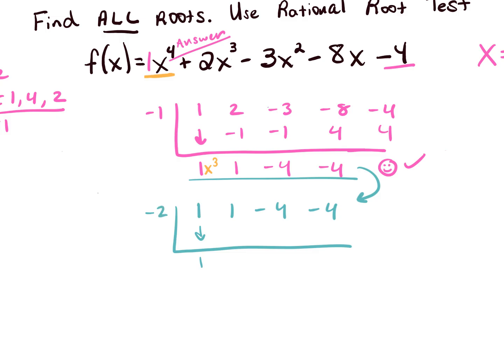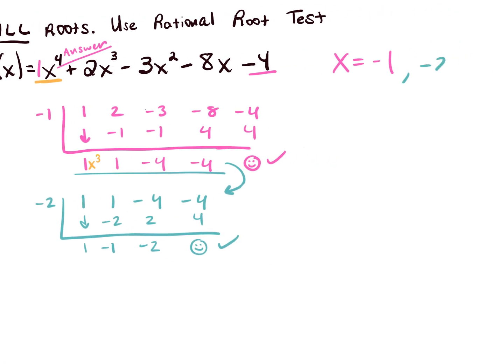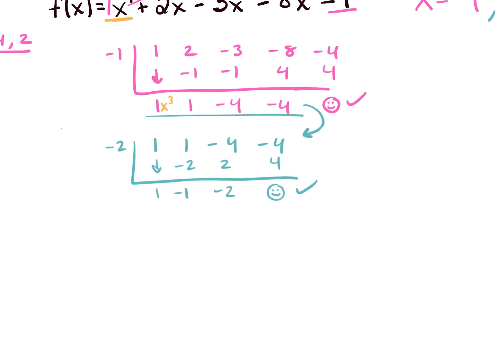Let's try -2. So -2, we get -1, +2, this would be -2, +4. Does it work? Yes, it works. I'm going to add it to my list, -2. Now with this answer, it's 1 degree less than the one that we just started with, so this is an x squared minus 1x minus 2. From here, we can just factor. So once you get down to an x squared, just factor it.